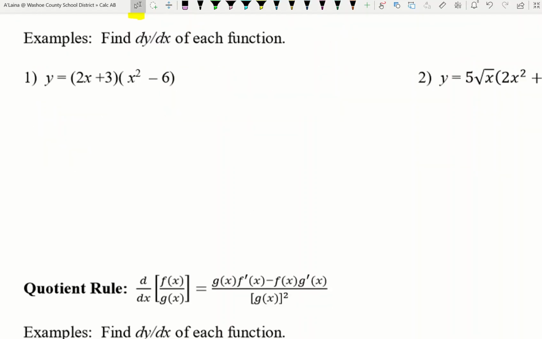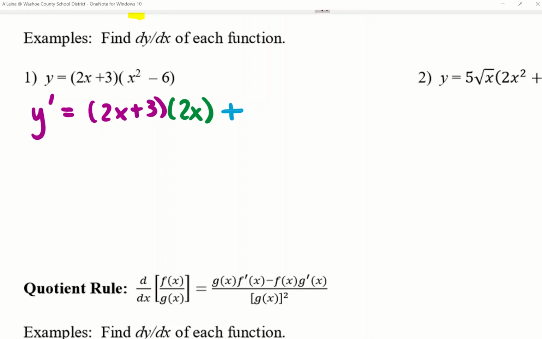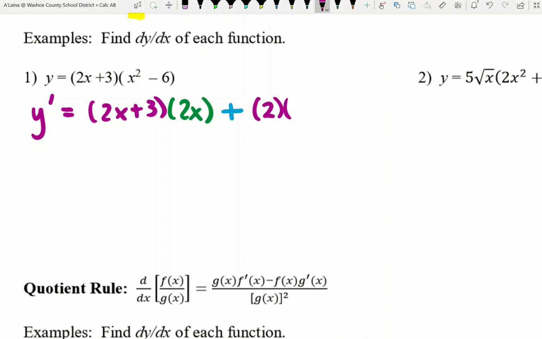So in this particular situation, what I'm going to do to find the derivative is take the first expression and multiply it by the derivative of the second expression. I'll use the power rule right there. I'm going to add to that the derivative of the first expression, which is just 2 by the power rule, times the second expression. Oops, let's try to do that correctly.